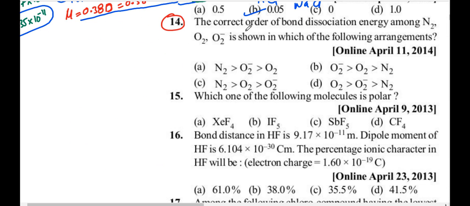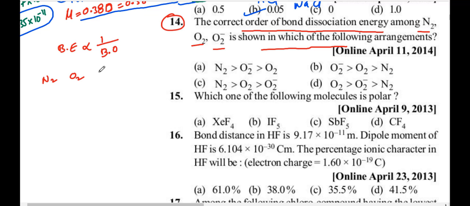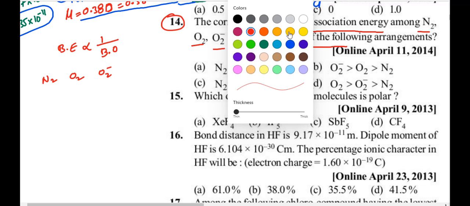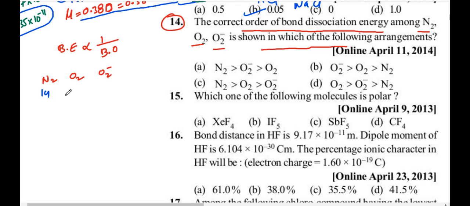Question number 14. The correct order of bond dissociation energy among nitrogen, O2, O2 minus is shown. Which are the following arrangements? Bond dissociation energy means indirectly bond energy is being asked. Bond energy is directly proportional to bond order, right? Now calculate the electrons. N2, O2, O2 minus. Number of electrons in N2 is 14 electrons, then 16 electrons, then 17 electrons.